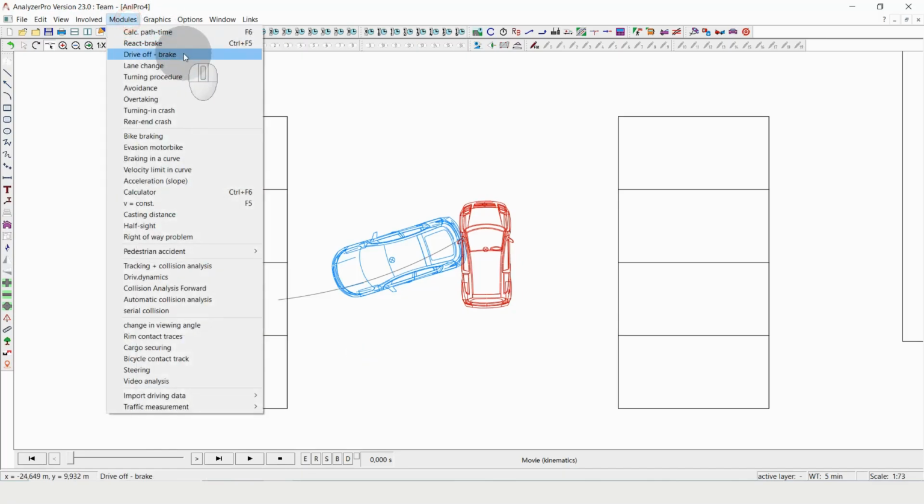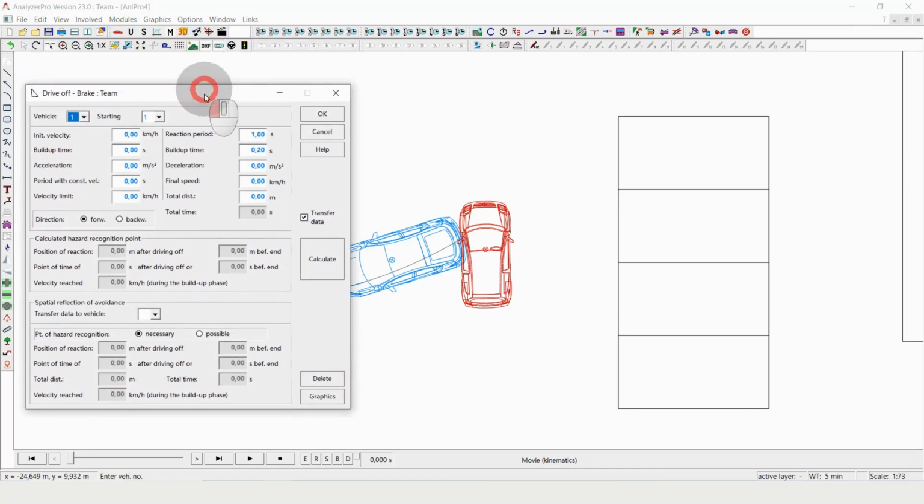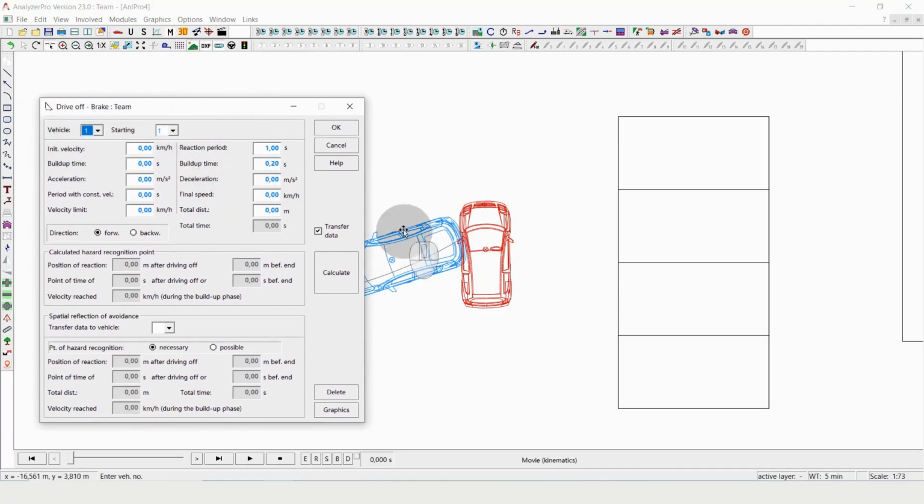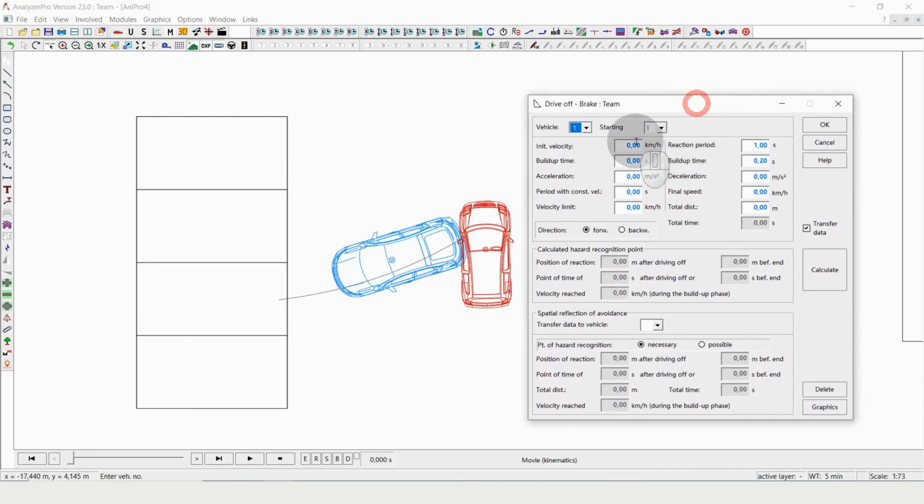I'm going to modules and then drive off brake. I want to do my calculation for my vehicle number 1, which is the blue one. Now I have to put in a few values. My initial velocity is, of course, 0. Build-up time for acceleration, we usually take 0 as well. Acceleration, well, this is a parking lot, so probably he might have done it a bit slower. Let's say maybe 1.5 meters per square second, or maybe just 1. If we knew that there was some time where the blue car went with constant velocity, we could put it in here. Sometimes we might know that, but if we don't, we can just leave it at 0.